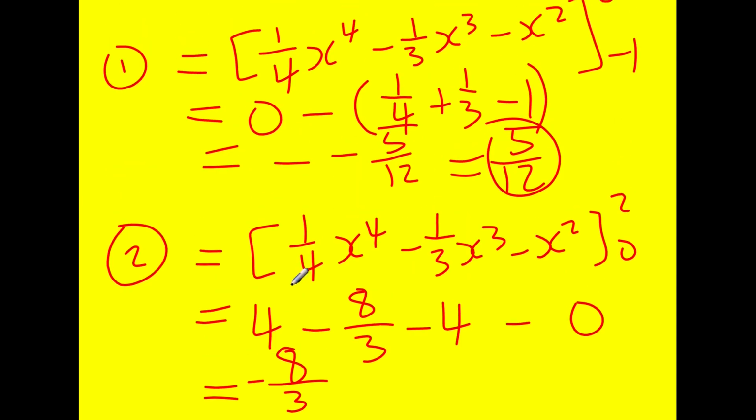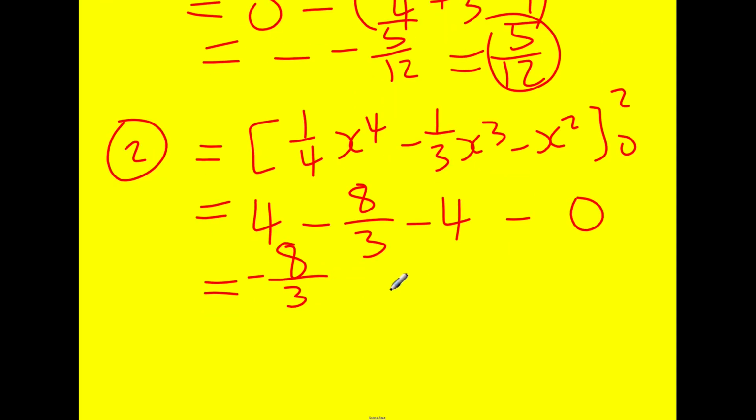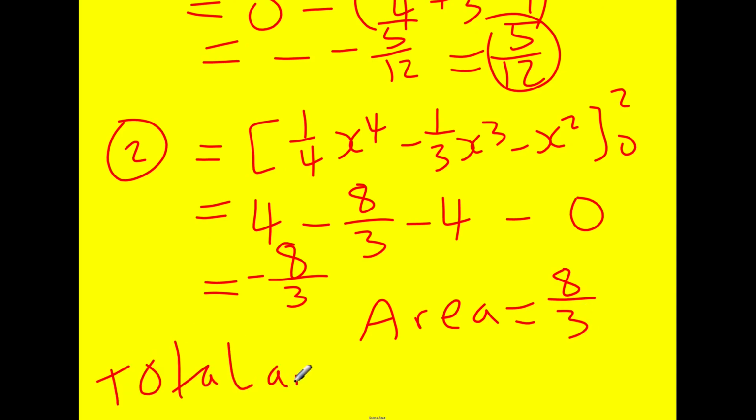Okay, we're nearly there, because that means the area is going to equal 8 over 3, and my total area will equal 5 over 12 plus 8 over 3, which is 37 over 12.